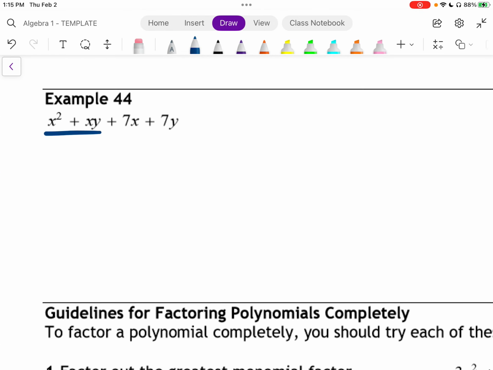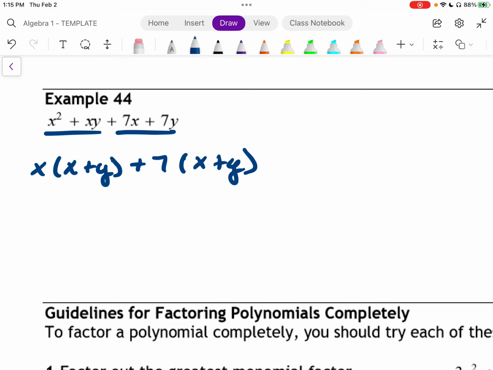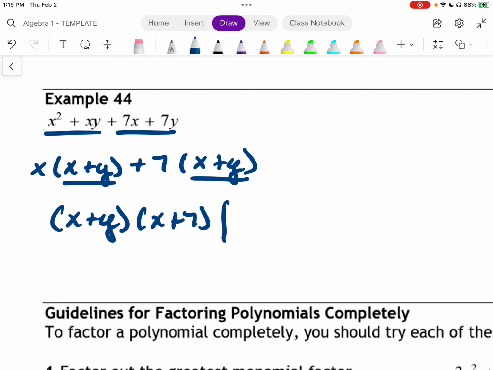The first 2, we can pull out an x, and we're left with x plus y. The second 2, we can pull out a 7, and we've got x plus y again. The x plus y's are in common, so they can come out front. We can factor that out. And then we're left with an x plus 7. And that's that.